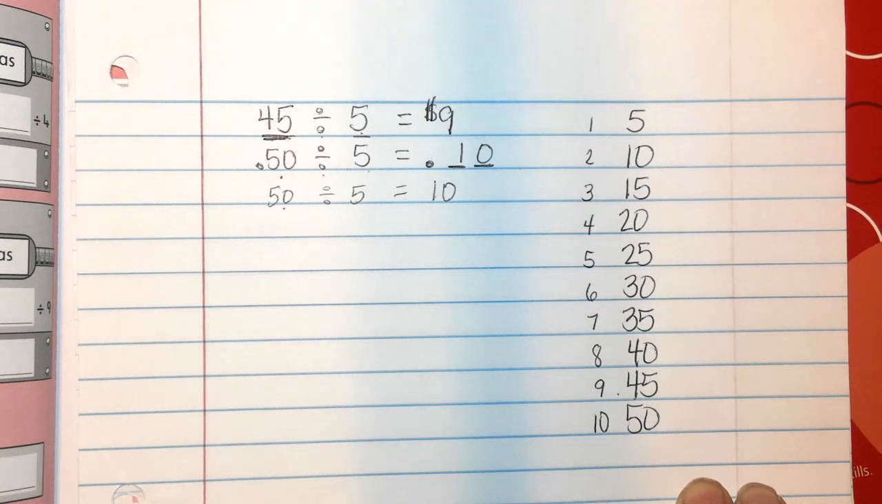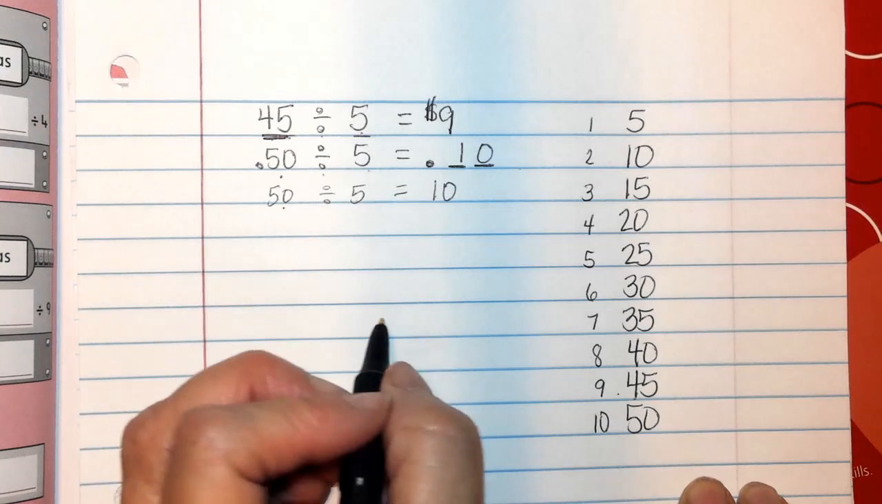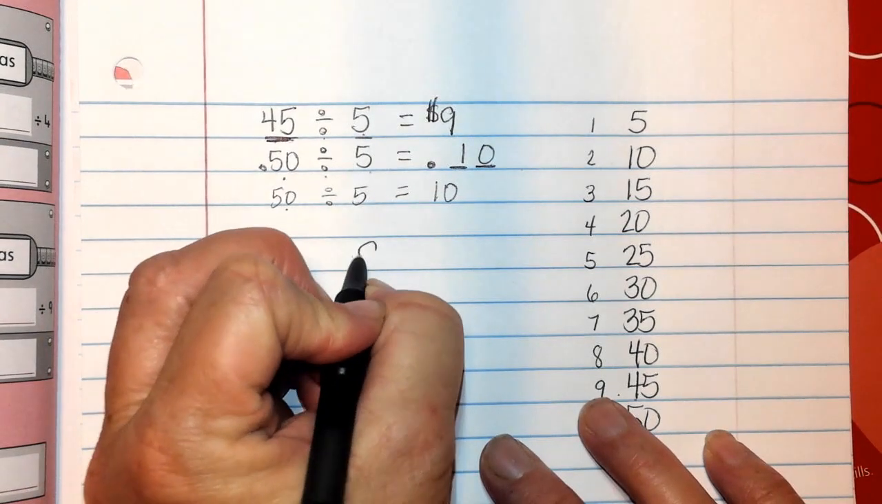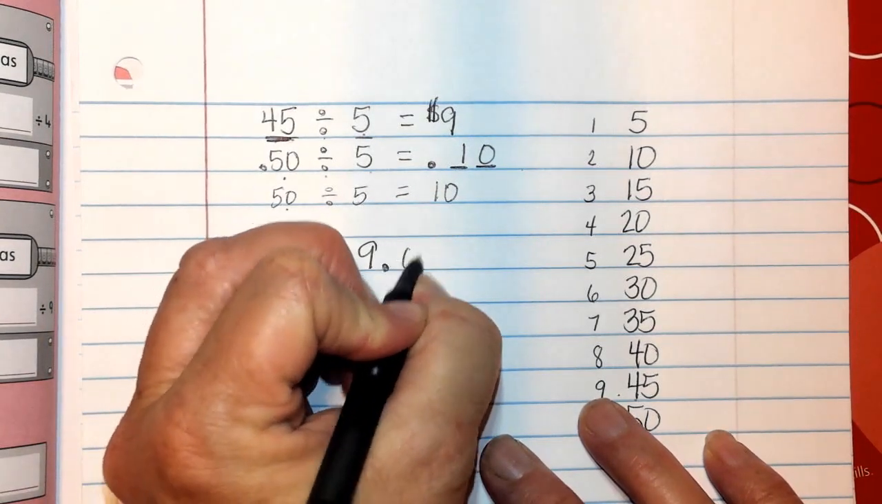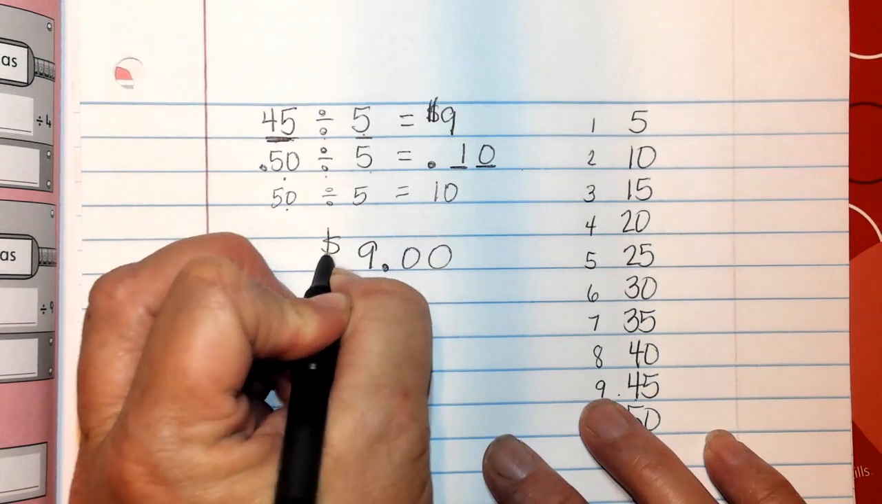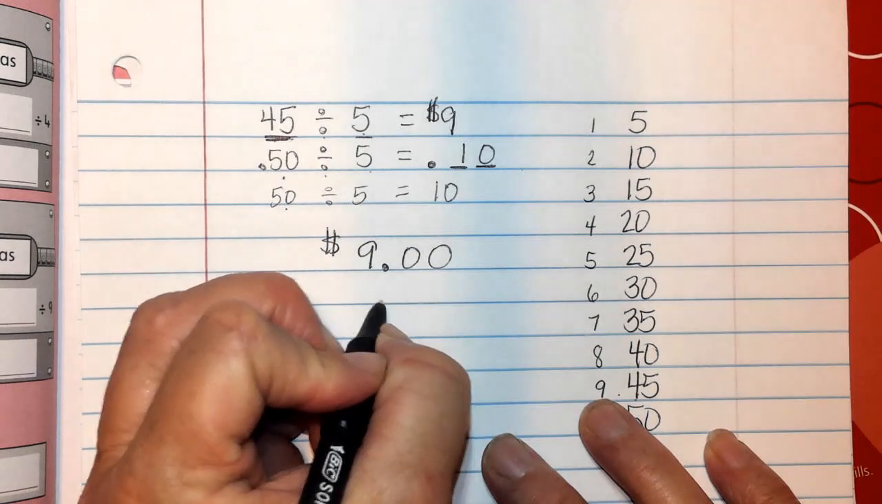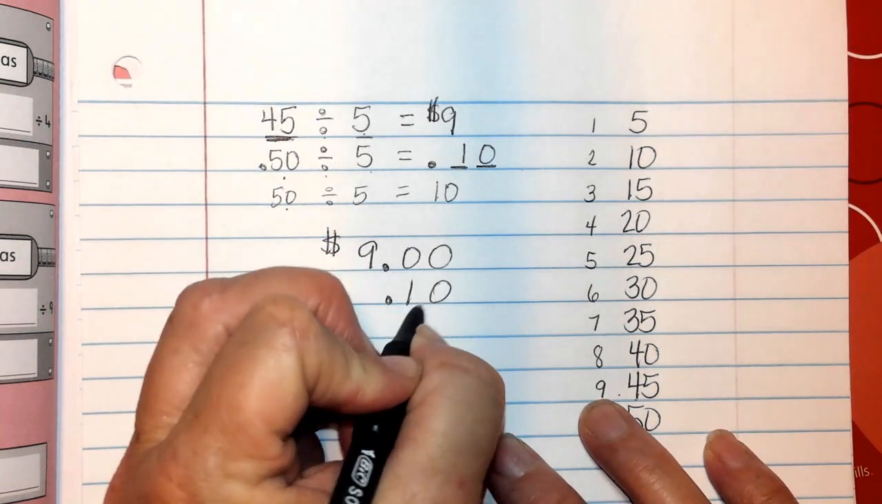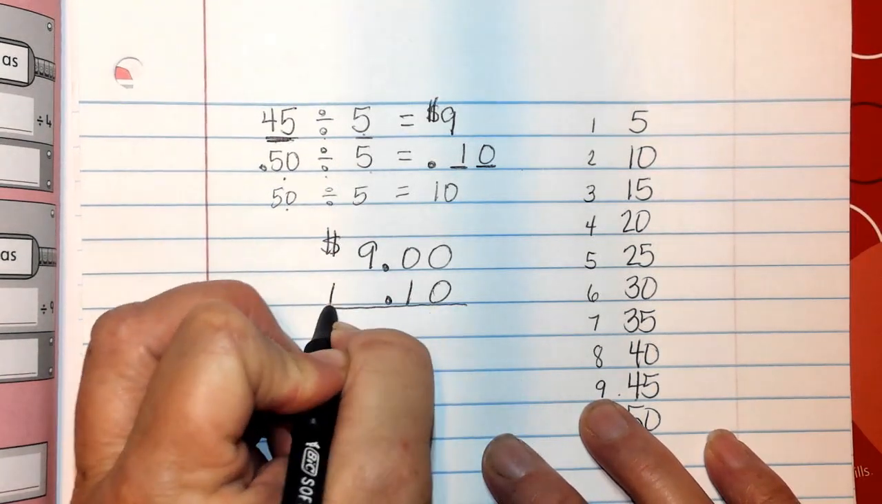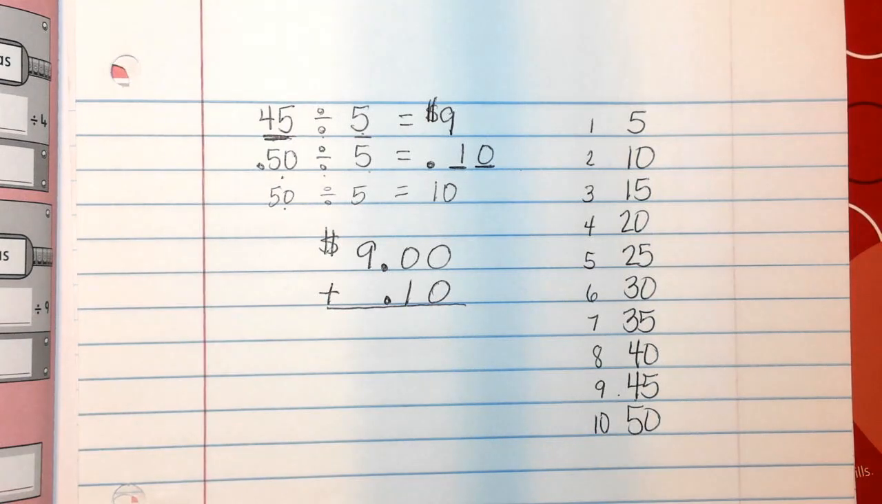Now what I have to do is go back and put these together. So I'm going to let you write that out: 9.00, because that's my dollars, and my change is 10 cents. And I'm going to put these together. I'll give you about 10 seconds to write that down and then check your work with mine.